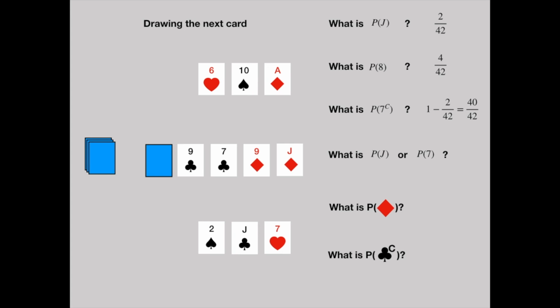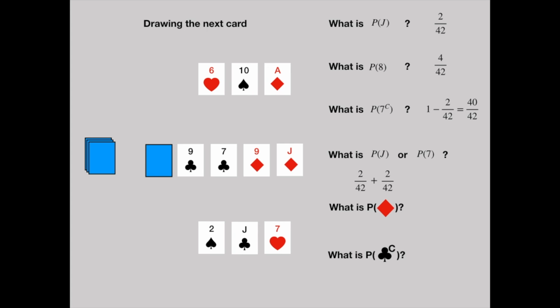The next question is, what is the probability of getting a jack or a 7? These two events are mutually exclusive, right? So to find this probability, you find the probability of getting a jack and add it to the probability of getting a 7. That will give you 4 over 42.